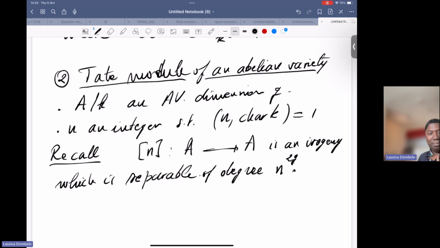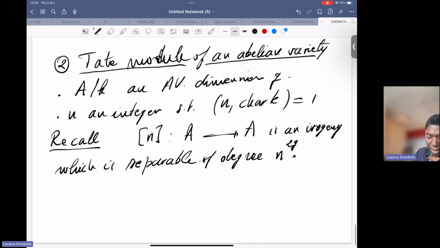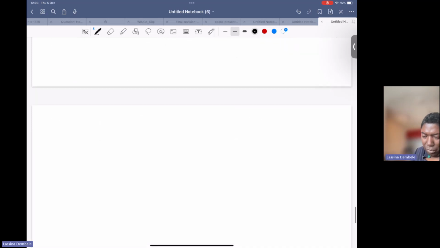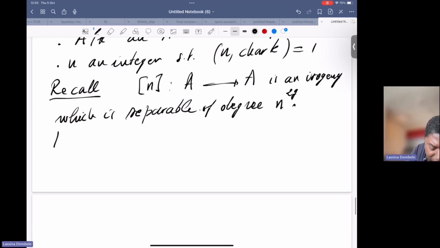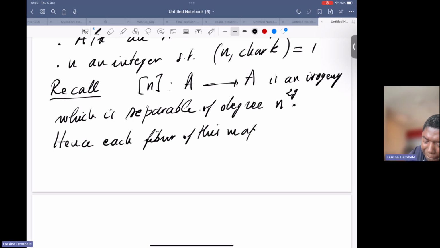And of course, what that means is that the inverse image of any point by this map would have cardinality n to the 2g, right? Hence each fiber of this map has cardinality n to the 2g. Okay.